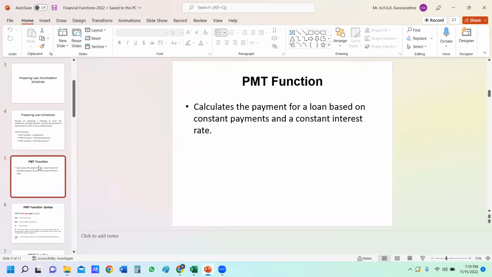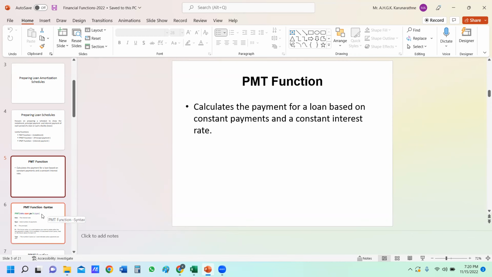Okay, we'll first look at PMT. The PMT function calculates the payment for a loan based on constant payments and a constant interest rate. That means the fixed monthly or annual or quarterly loan installment. The PMT function lets you compute either monthly, quarterly, semi-annual or annual loan installment. In most cases, a loan installment is practically a monthly installment.